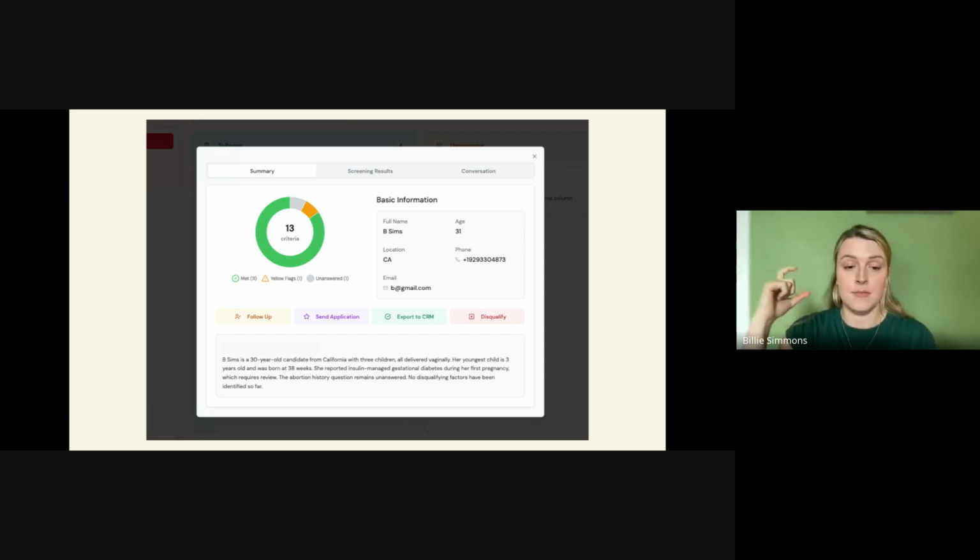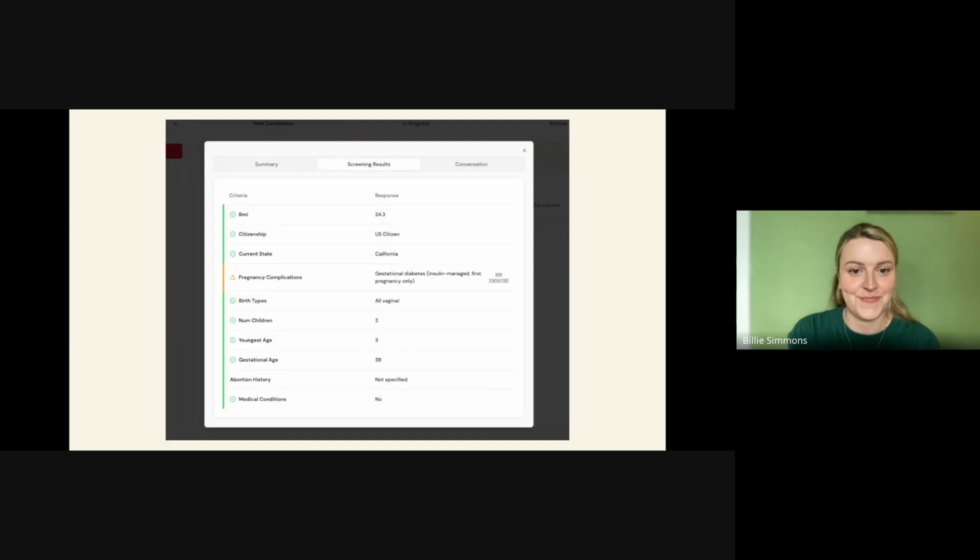a summary, so that you can just at a glance see, okay, youngest child is 3, born at 38 weeks, etc. We've got some action items here for if you want to do follow-ups, like sending them the application as the next step. That sort of workflow is somewhat customizable. So if you don't want to do the application here, and you want to schedule a call with a member of the team as the next step, that's something we can do. Export to CRM, disqualify, and then next slide.